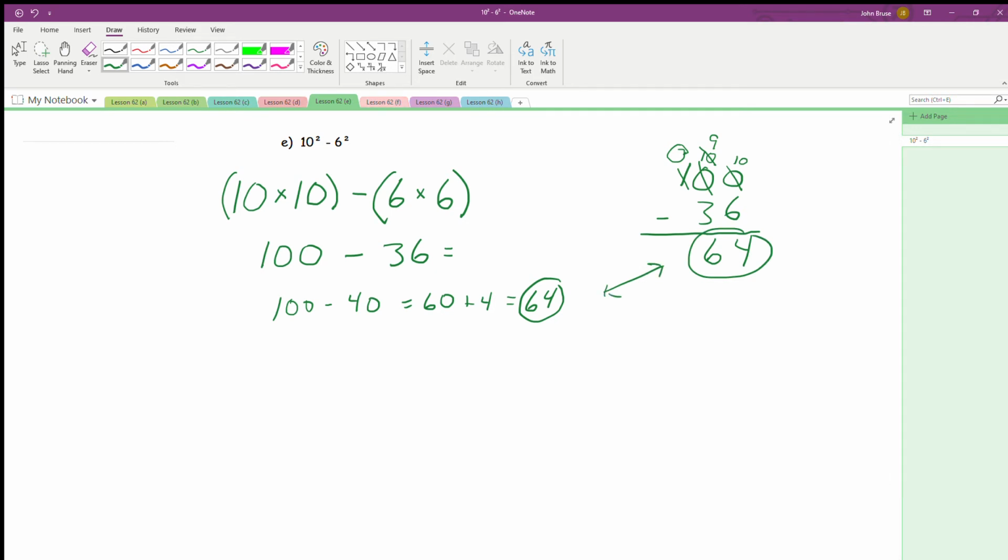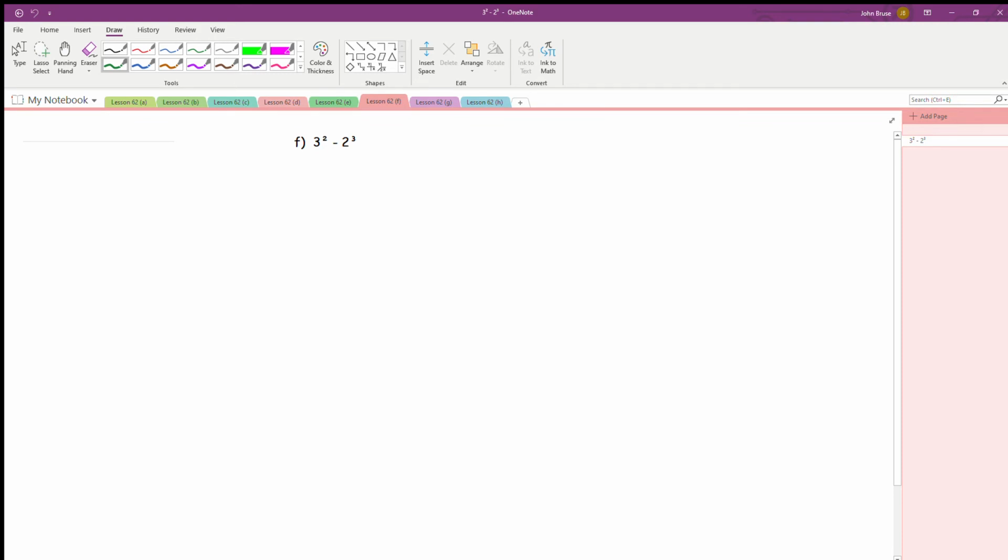Let's go to F. Okay, so this one here we've got 3 squared minus 2 cubed, or 3 to the second power minus 2 to the third power. So 3 to the second power would be 3 times 3. And then we're going to subtract that from 2 times 2. Oops, I'll use x times 2.